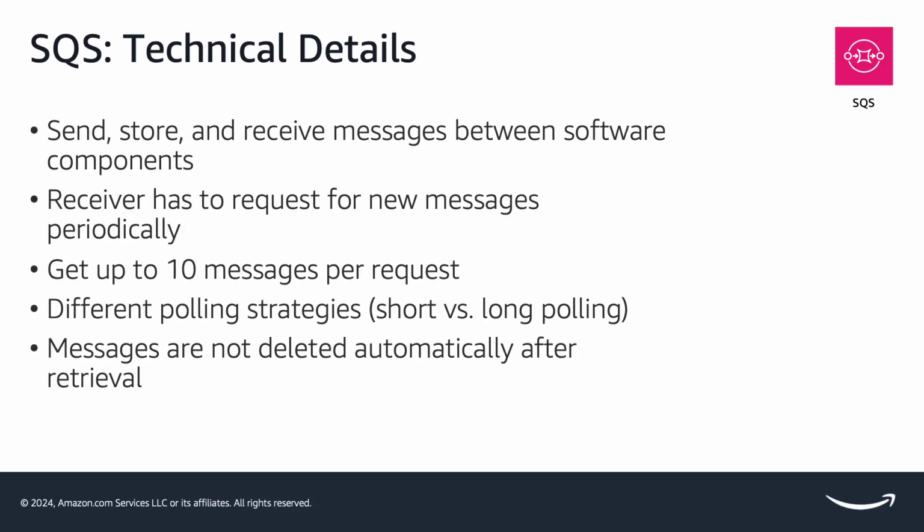SQS is a service that enables you to send, store, and receive messages between software components. Notifications API sends messages like updates of order status or completion of a feed processing to your SQS queue. In order to process the messages on your end, you have to request for new messages periodically. It is possible to get up to 10 messages per request, so you don't have to fetch them one by one. SQS offers different polling strategies, short and long polling. Our recommendation is to use long polling unless your use case requires otherwise.